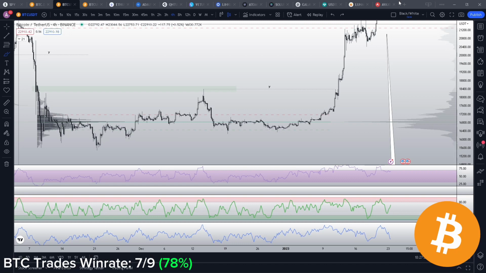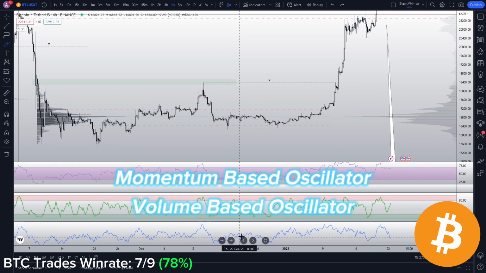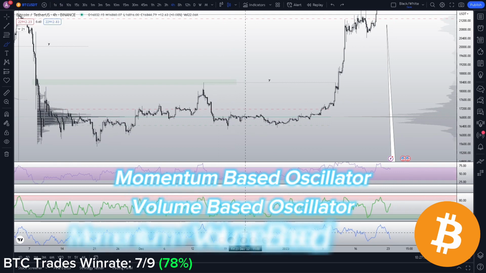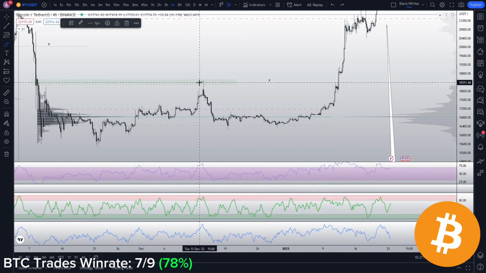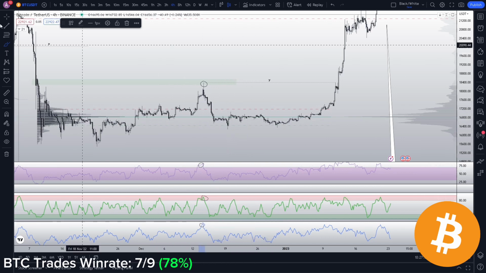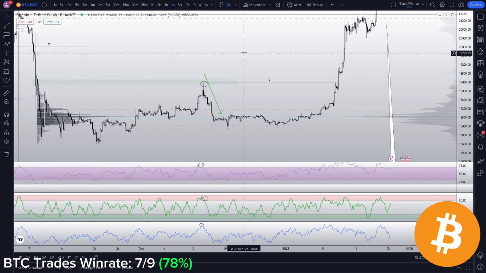We'll use 3 different oscillators here. The first one is a momentum-based oscillator, the second is a volume-based oscillator, and then this third oscillator incorporates both momentum and volume. And you can see that it timed this market top perfectly when all 3 are lined up. So the momentum is peaked, the volume is peaked, and the momentum and volume indicator is peaked. You can see that we've actually had a fairly large market drop right after.